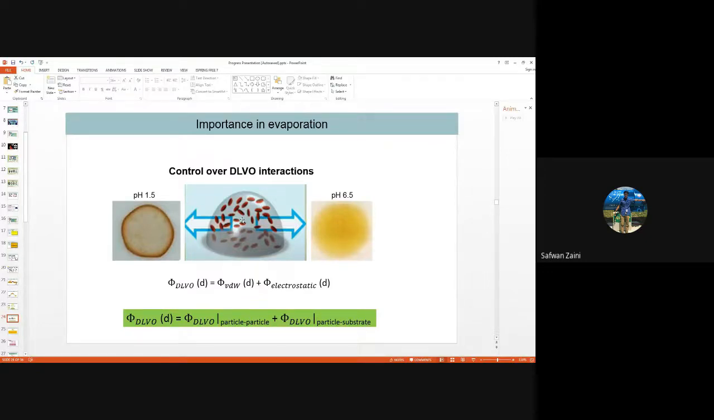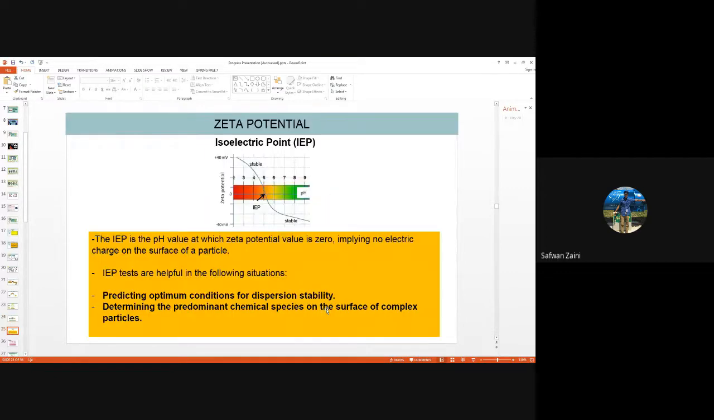However, in this case, the DLVO interaction has two components: one is the particle-particle interaction, and the other is the particle-substrate interaction. So the overall DLVO interaction, which is the summation of the interaction between particles as well as between the particle and the substrate, gives us the deposition in such cases.